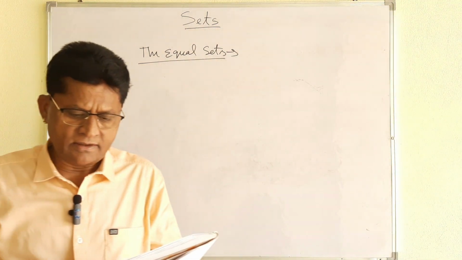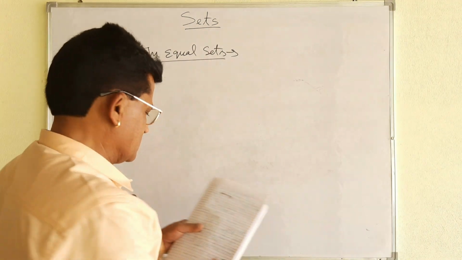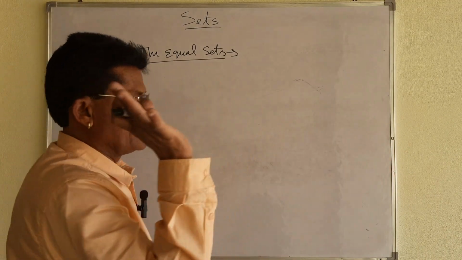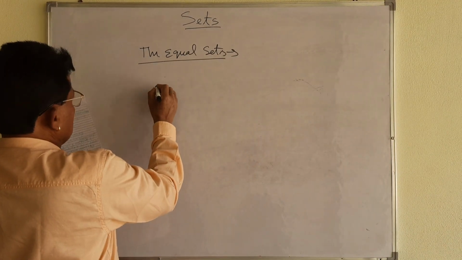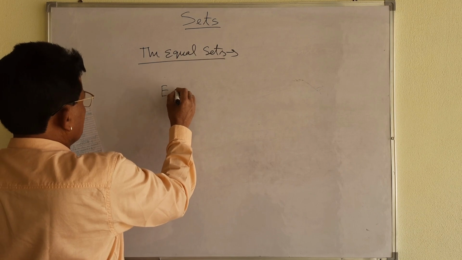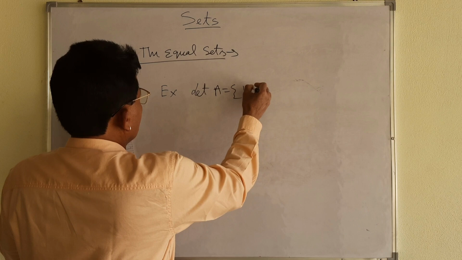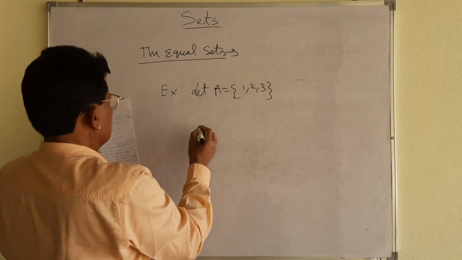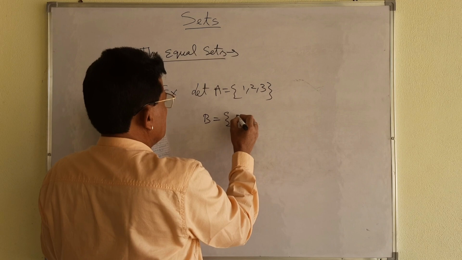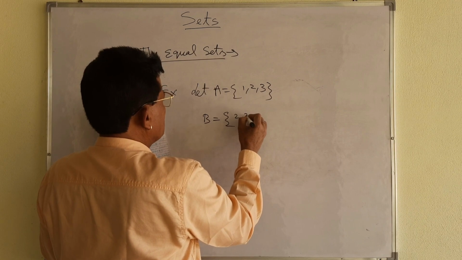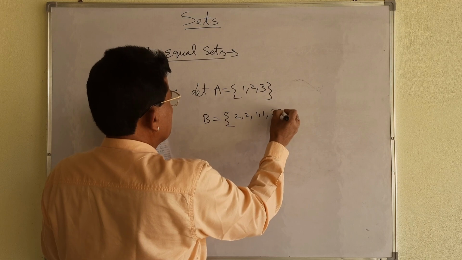A set does not change if one or more elements of the set are repeated. Very important thing I am telling you. Example, suppose let set A is equal to 1, 2, 3. I have taken 3 elements. And set B is equal to 2, 2, 1, 1, 3, 3.